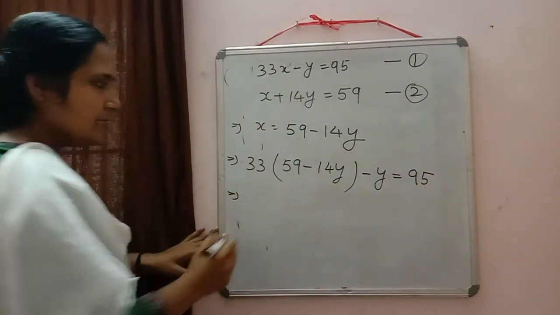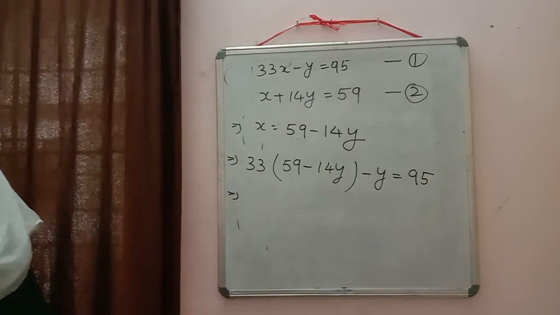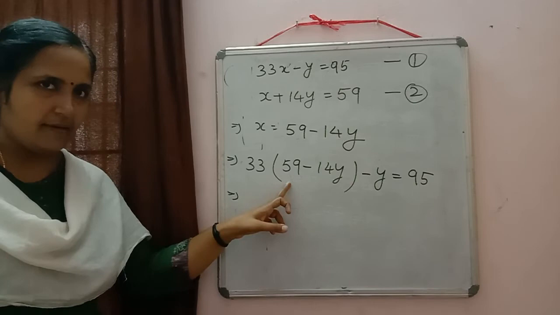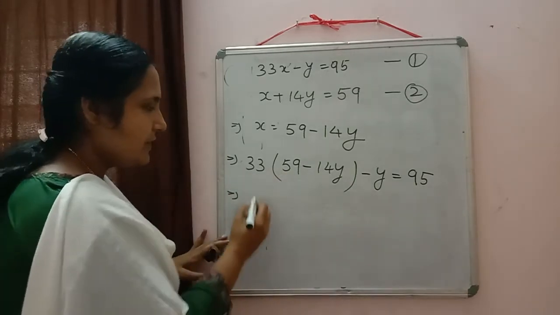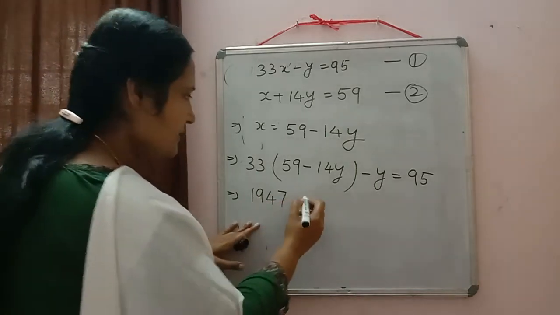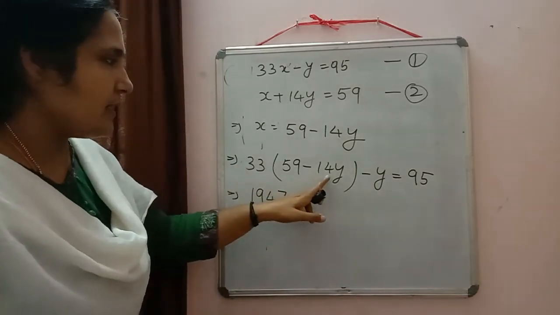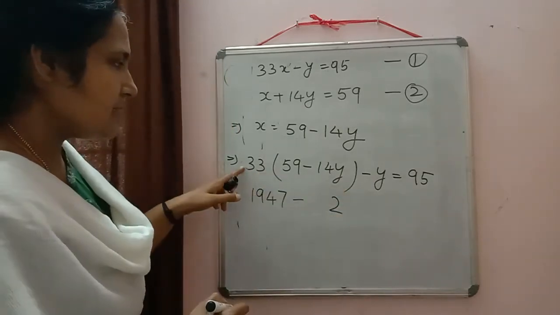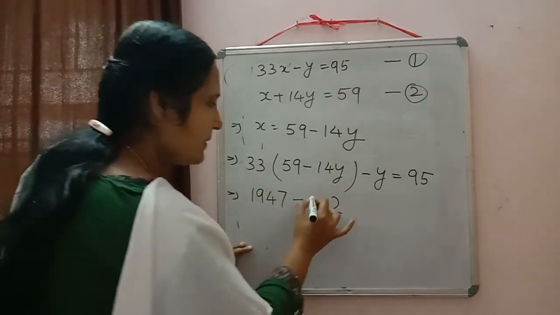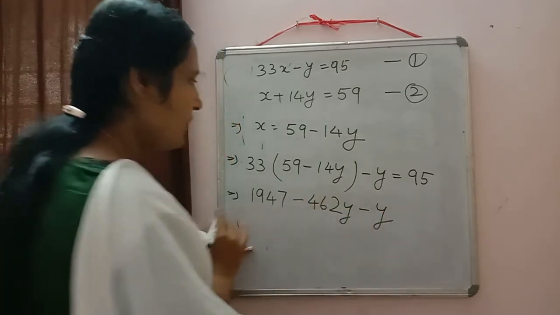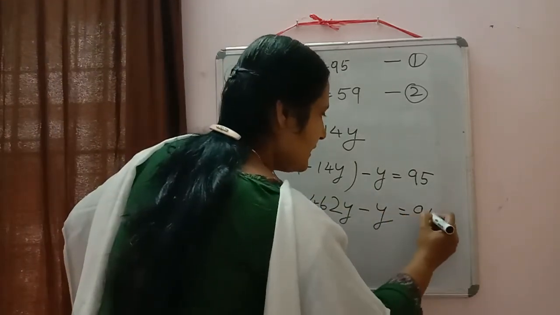So now 33 will be multiplied by 59. Now we'll check what will be 33 into 59. 33 into 59 is 1947, minus 33 into 14. So 14 3s is 42, carry over 4. 14 3s is 42 plus 4 will be equal to 46. So 462y minus y is equal to 95.